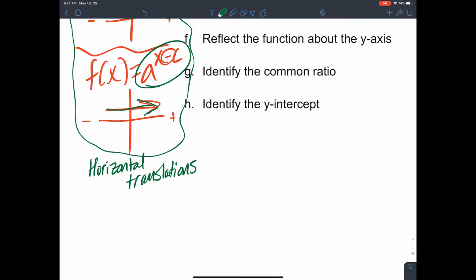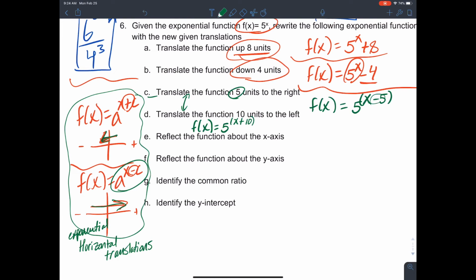And we do exponential. Exponential horizontal translation. I did give you work and notes for that. So you're welcome to check the slides that you've been given and the notes and stuff. Okay?